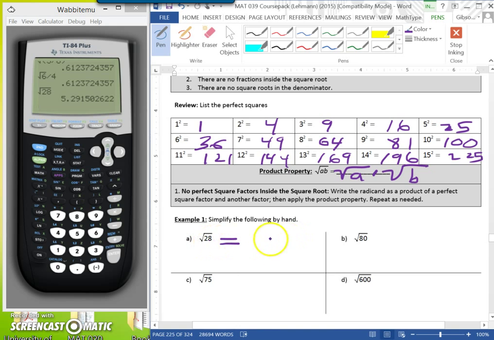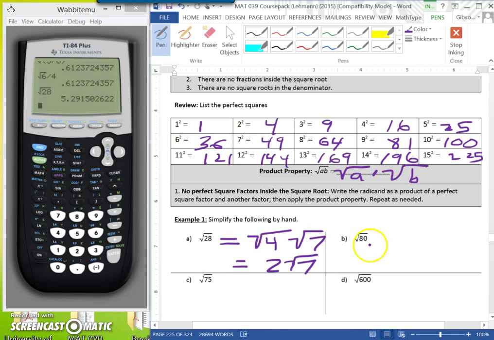So we will break 28 up to the square root of 4 times the square root of 7. Now you don't have to put the times sign symbol in between it. Whenever you put two radicals next to each other, it's assumed to be multiplication. So what's the square root of 4? 2. So we have 2 times the square root of 7 as our final answer.